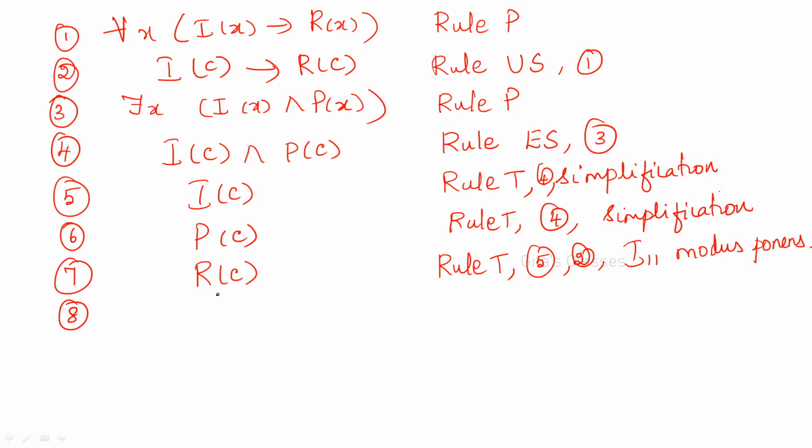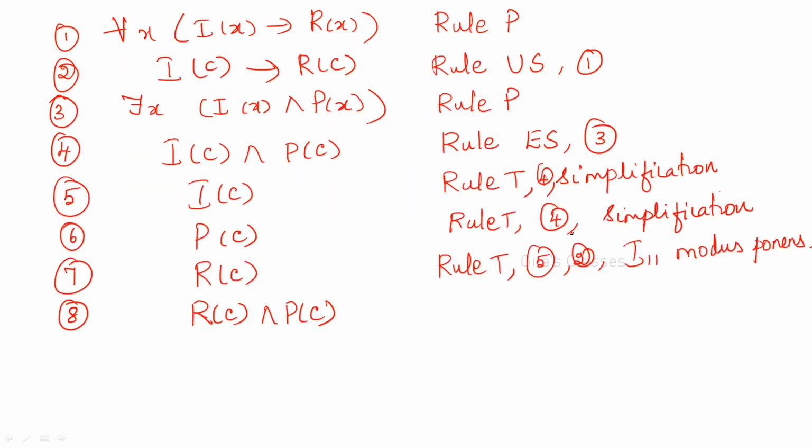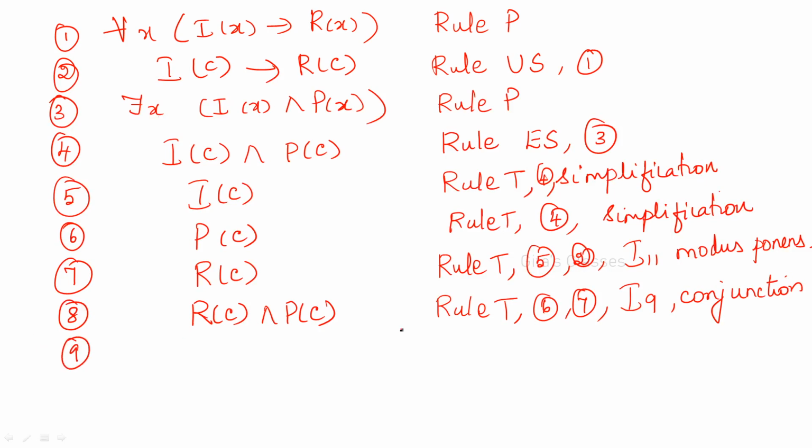Okay. So now we have R of C and P of C, right? That is what we want, right? R of X and P of X, there exists X. So for the same value of C, you can write R of C and P of C. That is rule T. I am applying a formula from 6, 7 in steps number 6, 7. That is I9 conjunction. Okay. So now for at least one value it is true, we have proved.